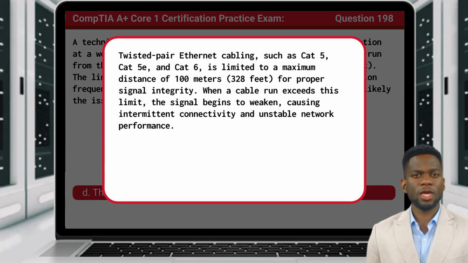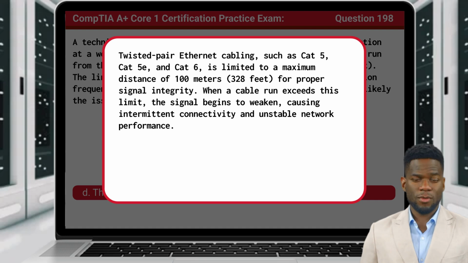Twisted pair Ethernet cabling, such as Cat5, Cat5e, and Cat6, is limited to a maximum distance of 100 meters, or 328 feet, for proper signal integrity. When a cable run exceeds this limit, the signal begins to weaken, causing intermittent connectivity and unstable network performance.